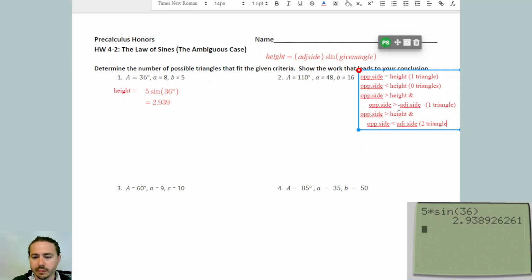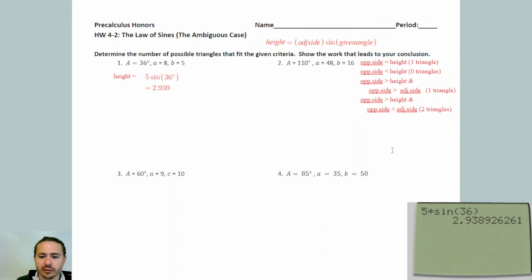I'll leave this up here because this is going to be how we determine how many triangles there are. Just a little cheat sheet. Okay, so going back to here, the opposite side is going to be this A. So we're going to compare the A value to the height, and we see that the A value is greater than the height.